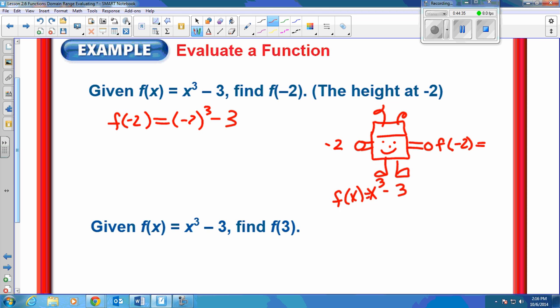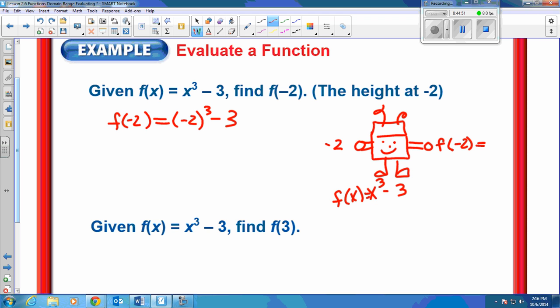Negative 2. F of negative 2 is the biggest misconception. This is just a name. This is another name for y. This does not mean I'm trying to take f and multiply it by negative 2. I don't do anything to the left. I don't get it alone. I'm not solving it. The left is simply a name.